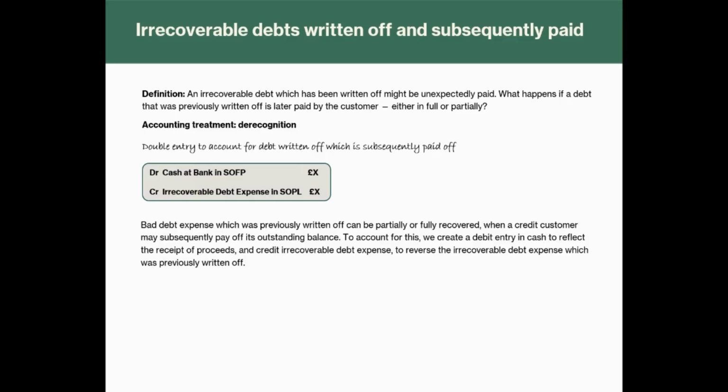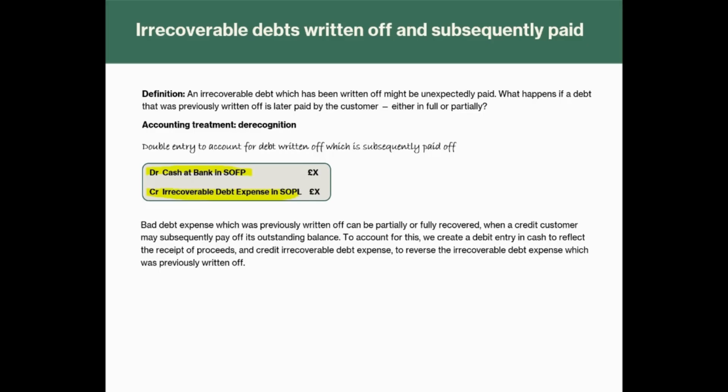When the customer pays, we debit cash at bank in the statement of financial position to record the receipt of cash. We then credit irrecoverable debt expense, which reverses the expense that was recognized when the debt was first written off. This ensures that the financial statements reflect the reality of the situation. The business has now received cash and the earlier loss is no longer appropriate.